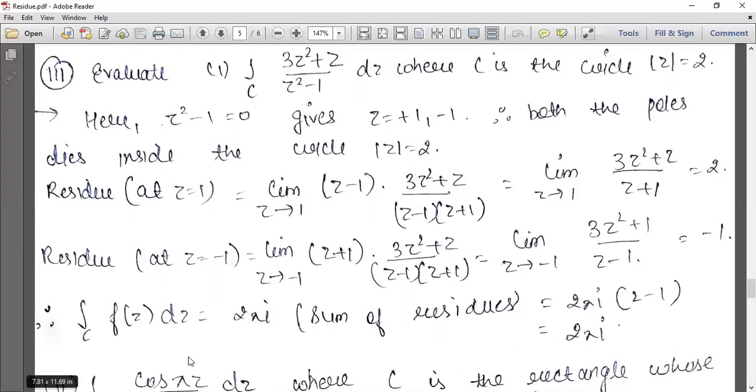So this will be using Cauchy residue theorem. The integral over c of f dz will be 2 pi iota sum of residues. So sum of residues means 2 minus 1, which is 1. So my answer is 2 pi iota.